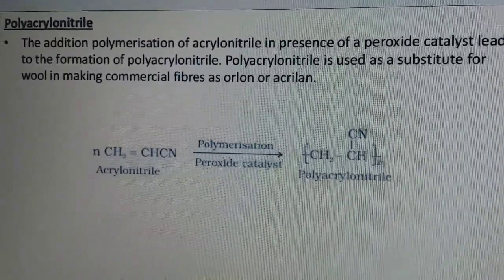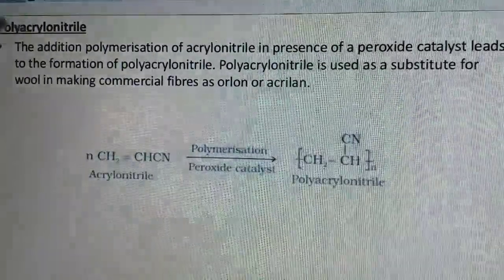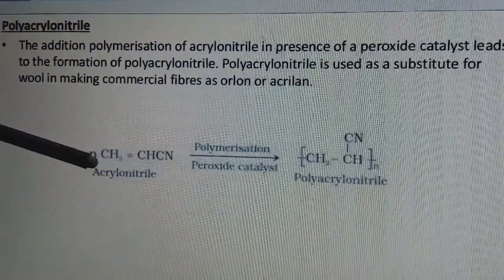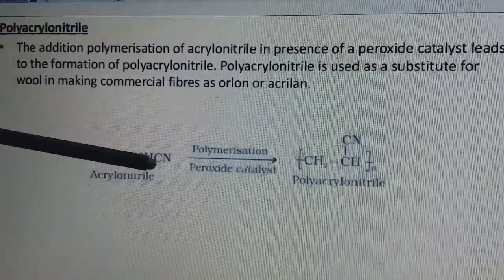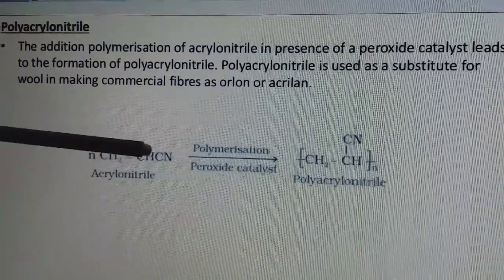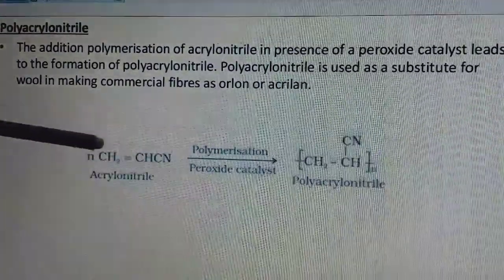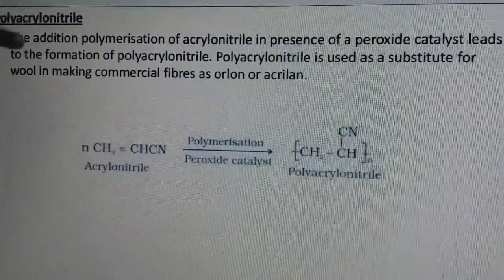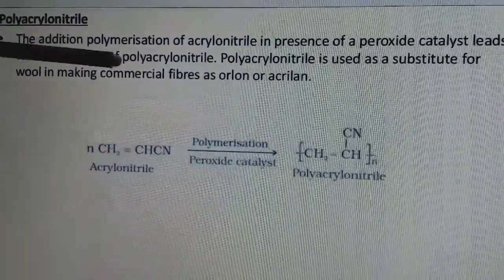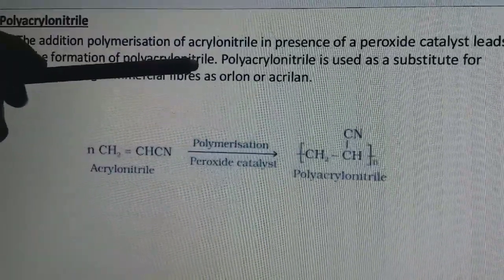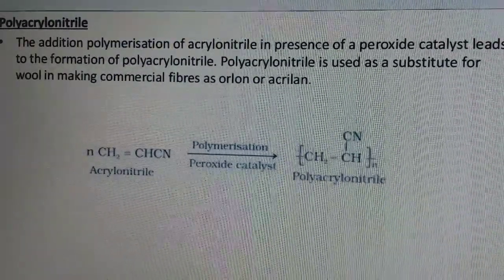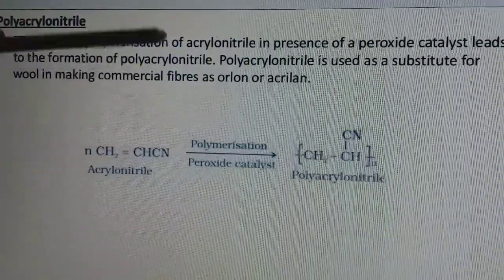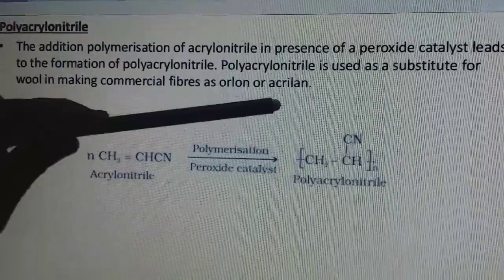Next is polyacrylonitrile, that is PAN. It is the addition polymerization of acrylonitrile. What is acrylonitrile? Here it is given: CH2 double bond CHCN. It is nothing but cyanoethene. It is acrylonitrile, and in the presence of a peroxide catalyst it leads to the formation of polyacrylonitrile. Polyacrylonitrile is used as a substitute for wool and in making commercial fibers such as Orlon or acrylan.